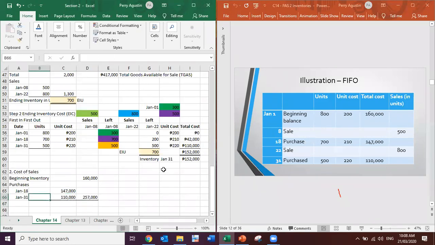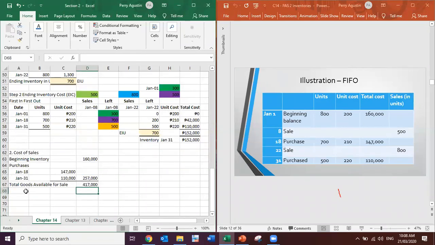All right. So if we add the two guys, this will be giving you the total goods available for sale. So 160,000 plus 257,000. So that is 417.